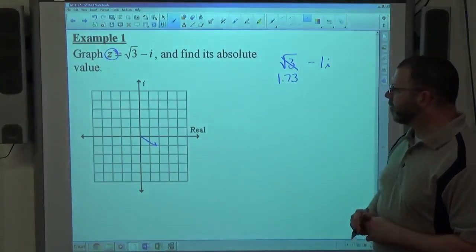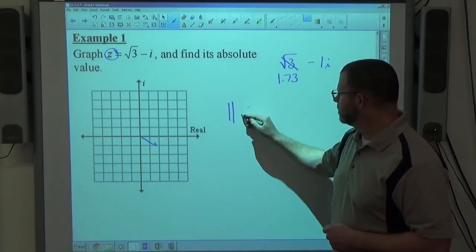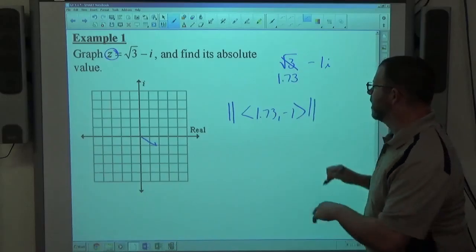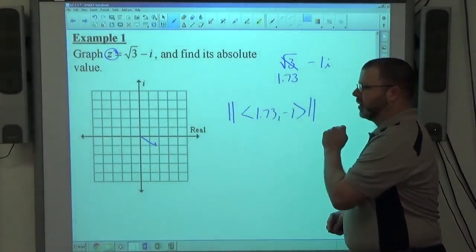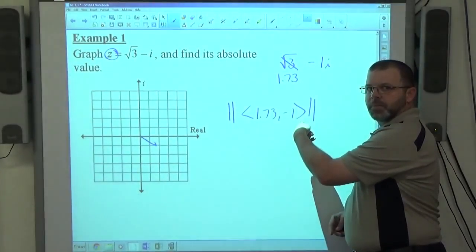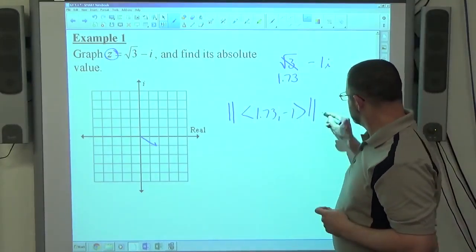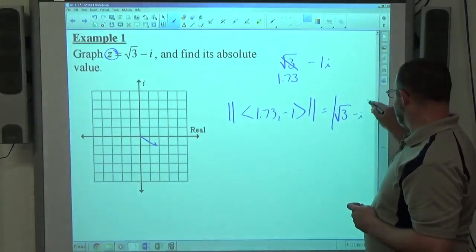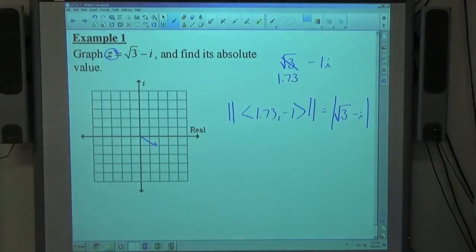As far as absolute value is concerned, the magnitude of the vector, this isn't actually real vector world, but if this was a Cartesian coordinate plane, that's what the vector would look like, right? 1.73 horizontal, negative 1 vertical. The magnitude of the vector is equal to the absolute value of square root of 3 minus i. Absolute value of a complex number is just the magnitude of the vector created by that complex number.